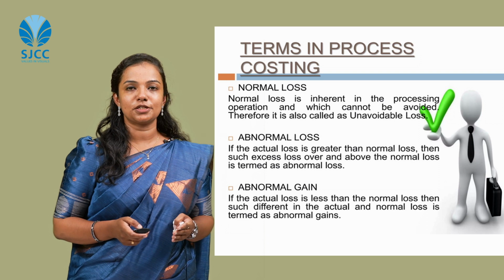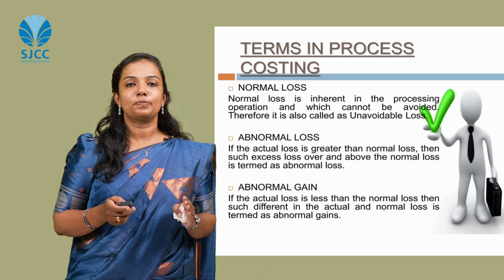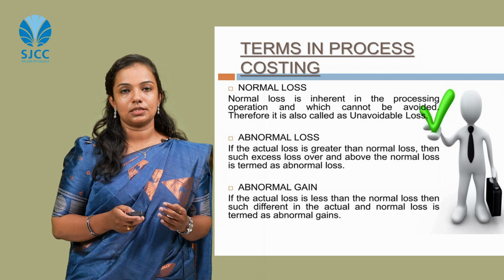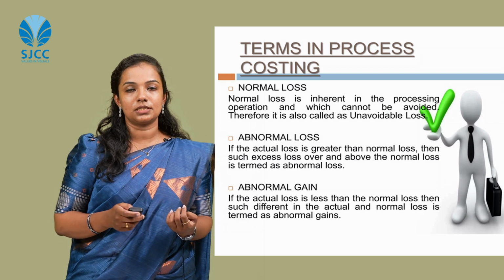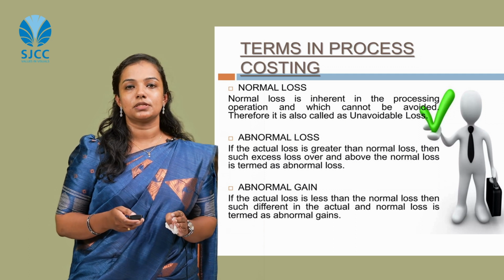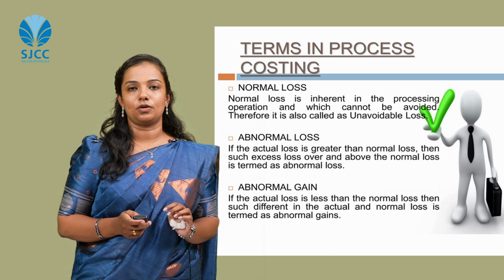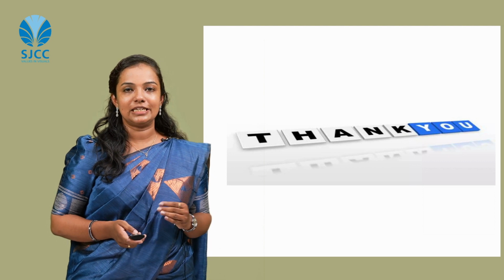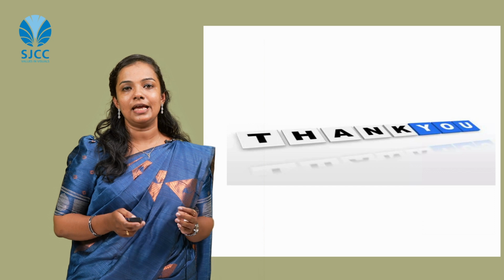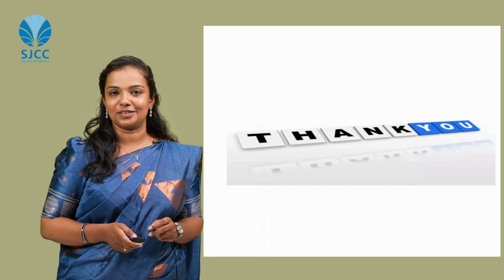This is the format of process account. This is process 1 account. The same thing will repeat in the next process. The output of the first process is the input of the next process. And then the last process, it will be the finished stock. Okay. In this video, we discussed what is process costing, what are the features of process costing and the format of process account. Okay, thank you.